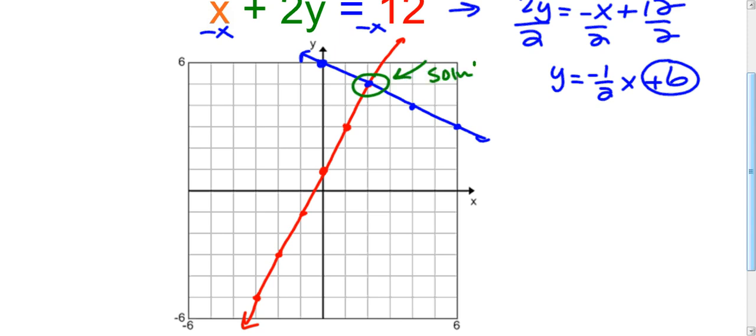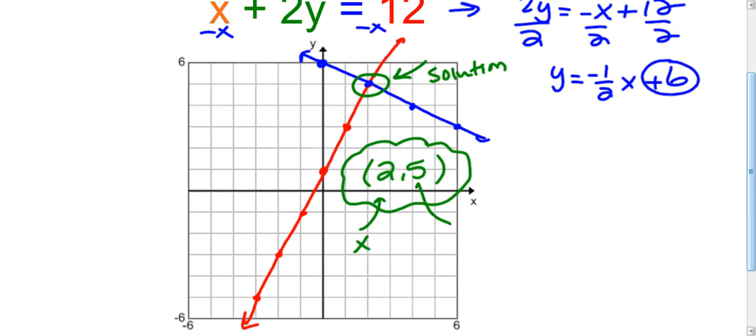And so I can see that those two lines intersect at the point 2, 5. And that would be my solution to my system. Notice that this is your x value and this is your y value, which will come in handy in the next couple of videos that we watch.